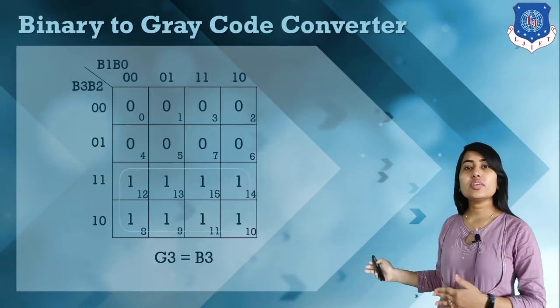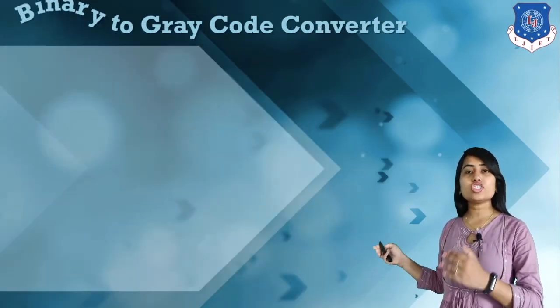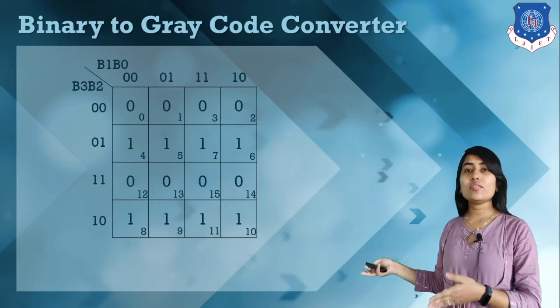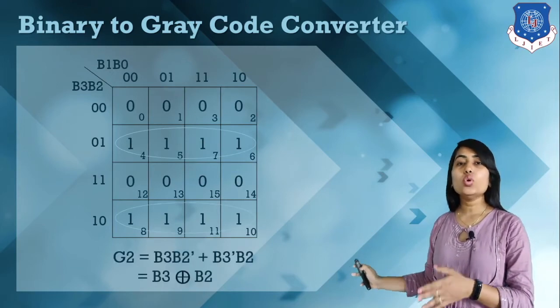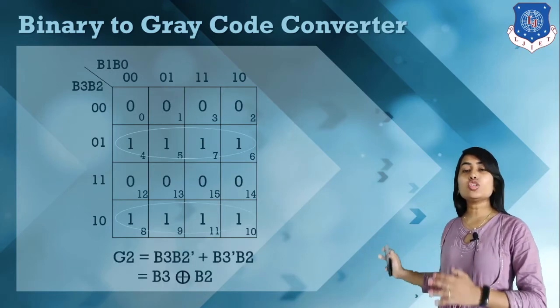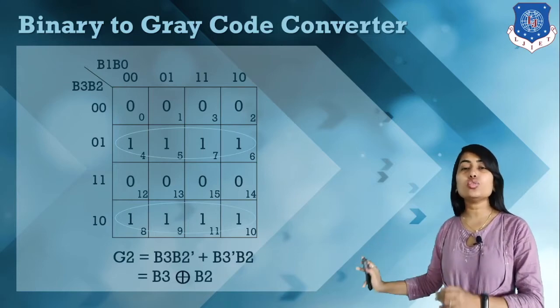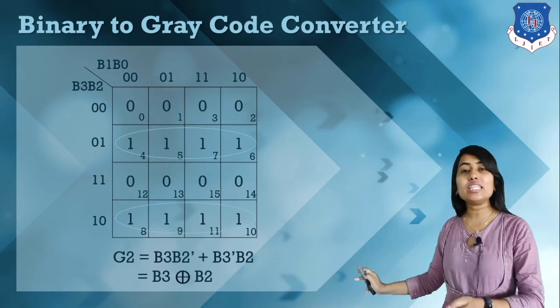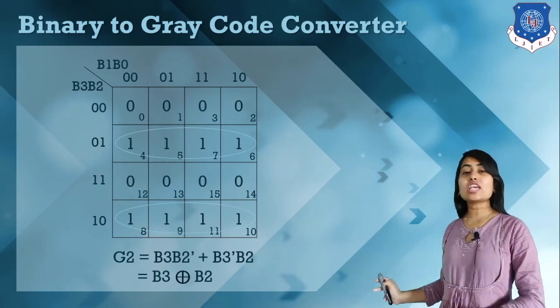Here we have G3 is equal to B3. Now next we have a K-map for G2. Here we have a K-map for G2 and we write the logical expression of G2 like this: B3 B2 dash plus B3 dash B2. So basically for G2 we have XORing between B3 and B2. So this G2 is equal to B3 XOR B2.